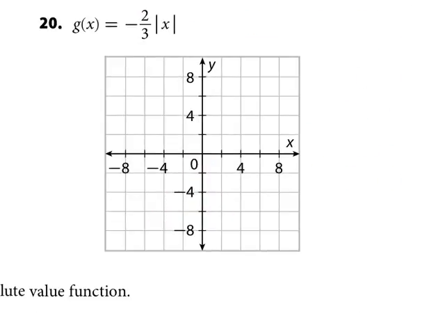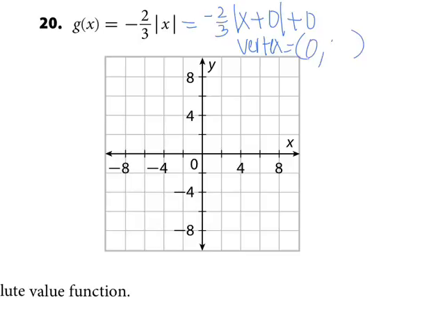Okay, the last problem that I'm going to be doing for you is number 20. So you can see here that if I were to rewrite this again, I would end up with negative 2 over 3x plus 0 plus 0. So my vertex is 0, 0. And I'm going to erase the equal sign there because I don't really need that. So since my vertex is 0, 0, here's my point.